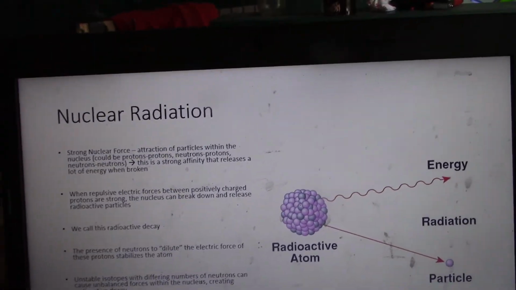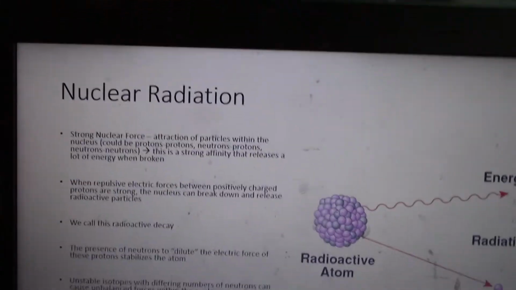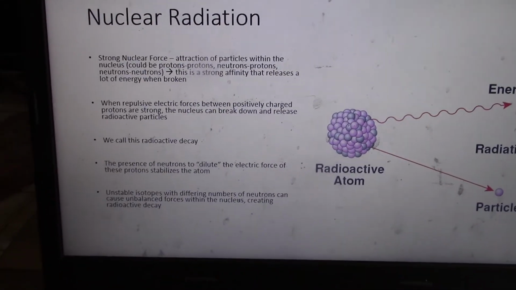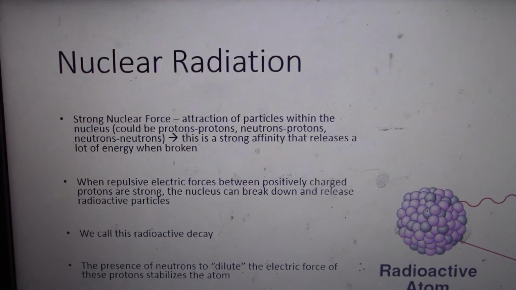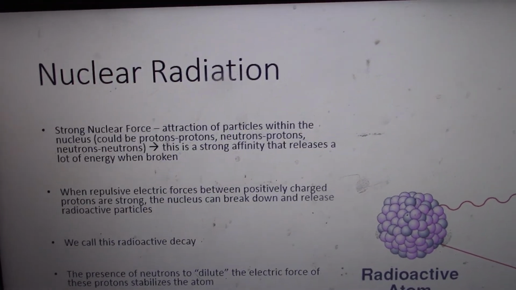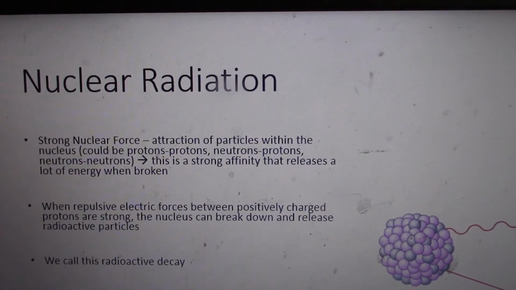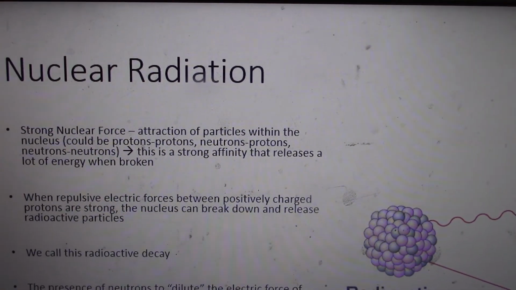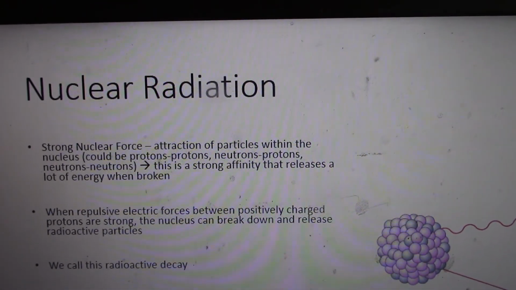Okay, so when we create nuclear energy, we split an atom, right? So we have the strong force called the nuclear force, and that's the attraction of particles within the nucleus. And that could be proton to proton, neutron to proton, or neutron to neutron. There's a very, very strong attraction between these particles. So it takes a lot of energy to break them, and therefore a lot of energy is released.